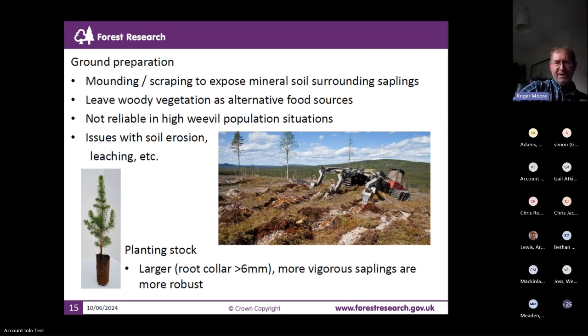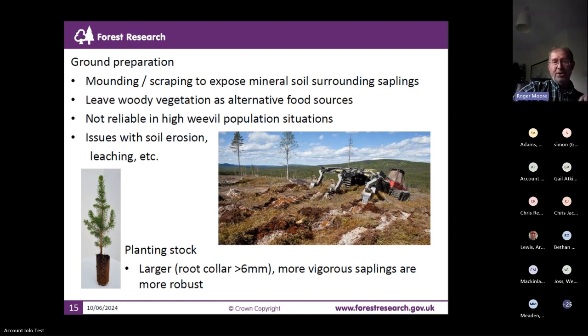So other ways of mitigating the problem, which aren't as good, but they can contribute to an Integrated Pest Management Strategy, IPM, are things like ground preparation and planting stocks. So mounding sites, scraping to expose mineral soil surrounding the saplings can reduce damage to some extent. It's not the greatest, but it'll help. Leave woody vegetation as alternative food sources, and that includes regrowth as well. It's not reliable in high population situations, but maybe in low it will help mitigate the issues. There are, of course, issues with soil erosion by doing that and leaching.